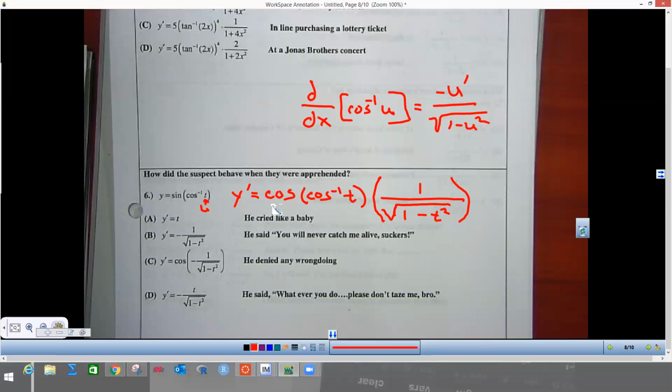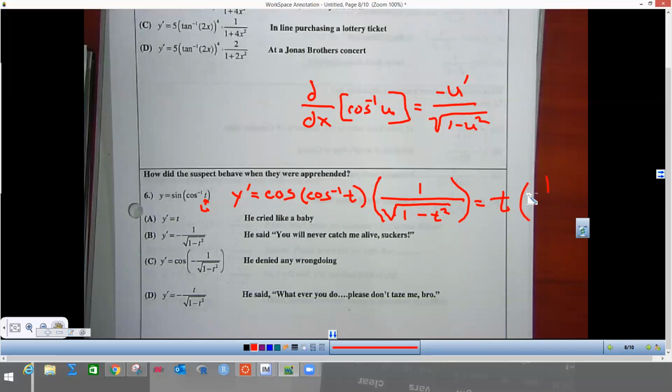Well, I hope you remember from algebra days that a cosine and an inverse cosine undo each other, just like multiplying and dividing undo each other. Okay, so cosine of cosine inverse of t is going to equal just t. So that equals t from these two things. Cosine inverse cosine cancel out.